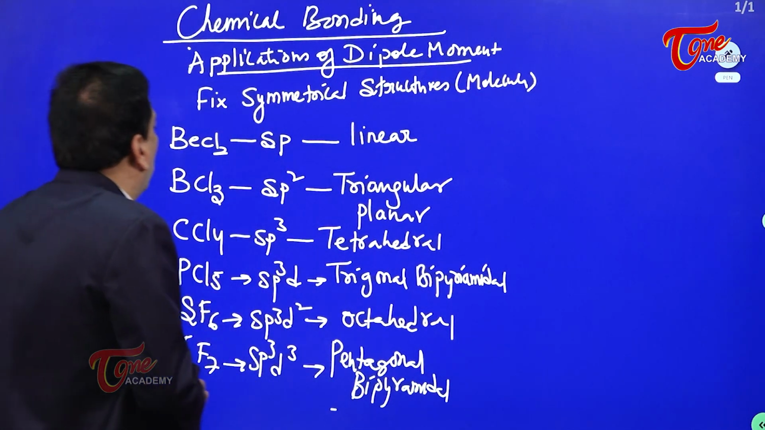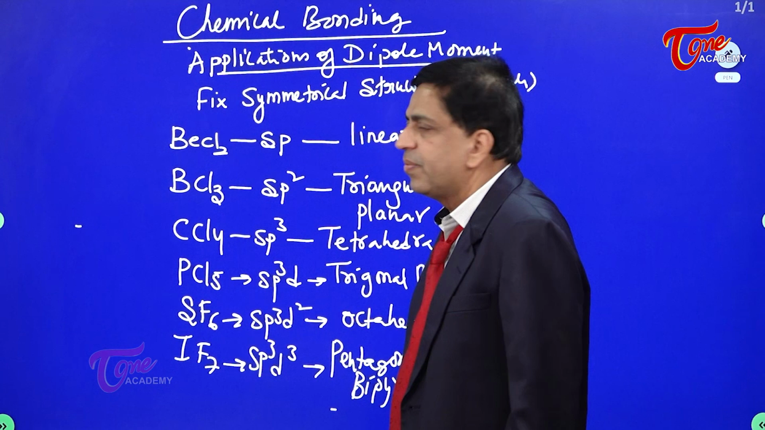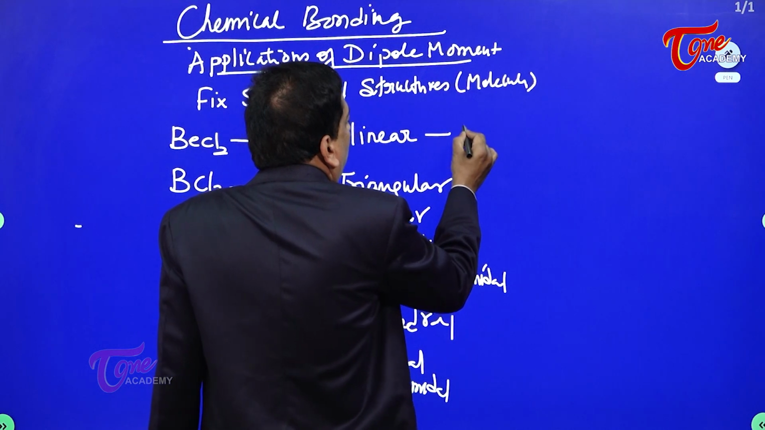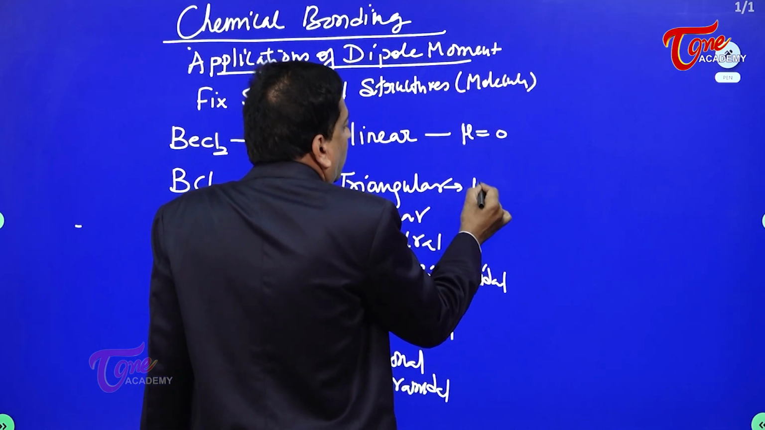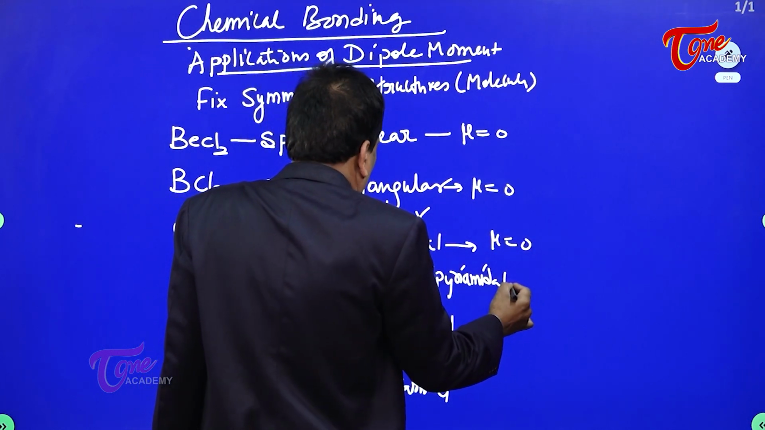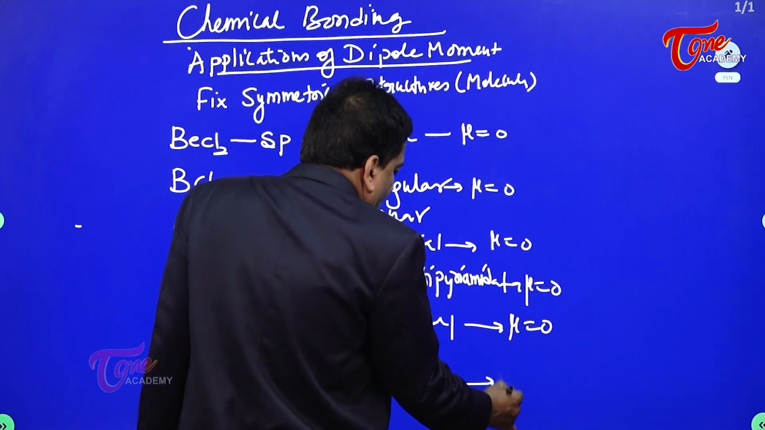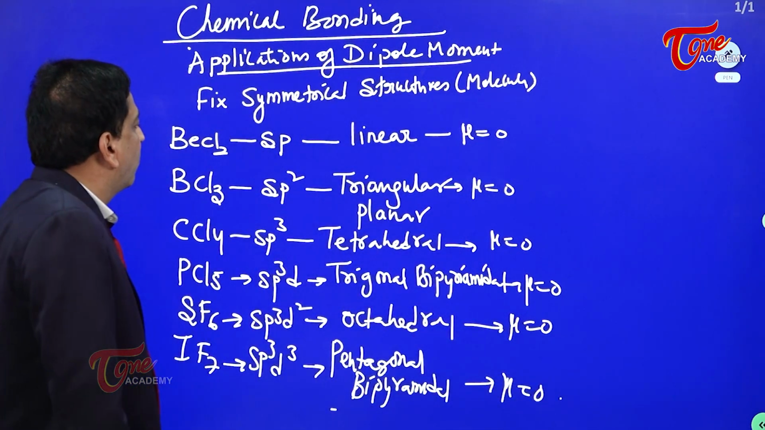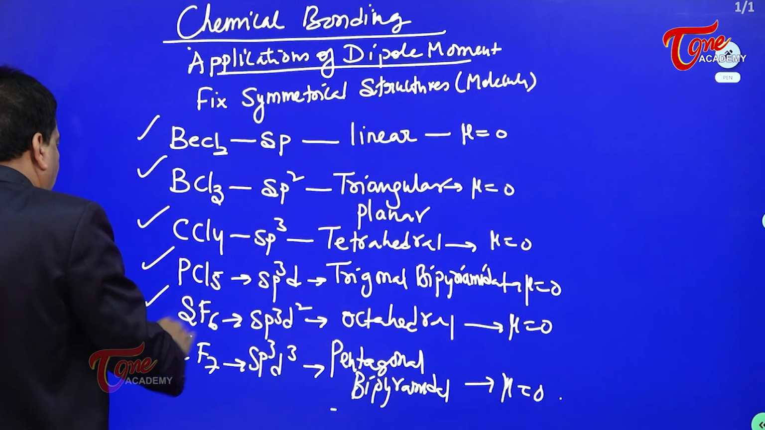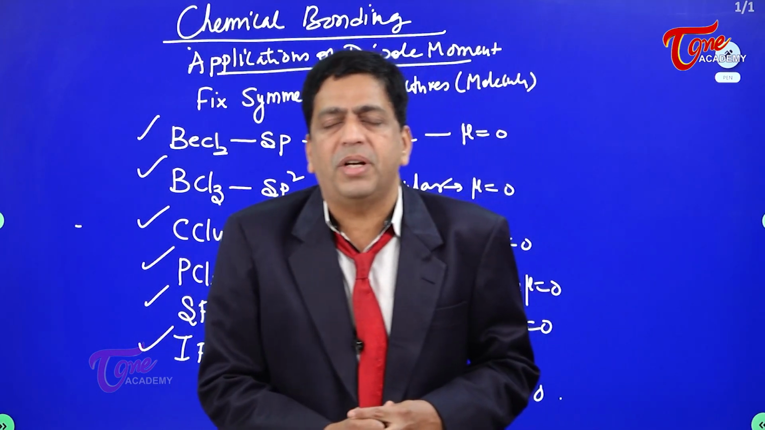Now there is something common in all this. There is absolutely something common in all these structures. What is common in all this is that the mu is 0. Remember, the mu is 0 for each of them. So the dipole moment of each of these is absolutely 0.